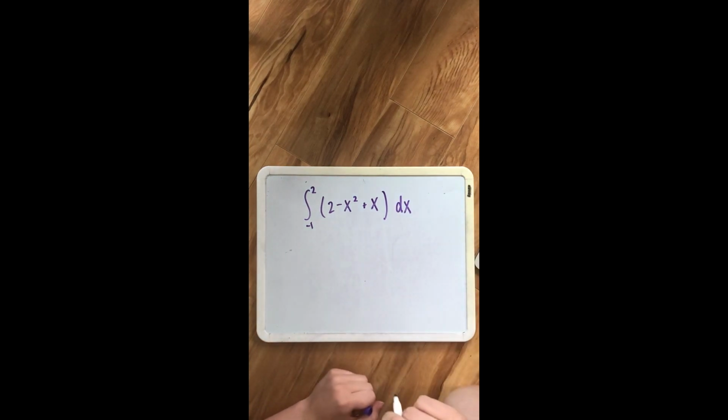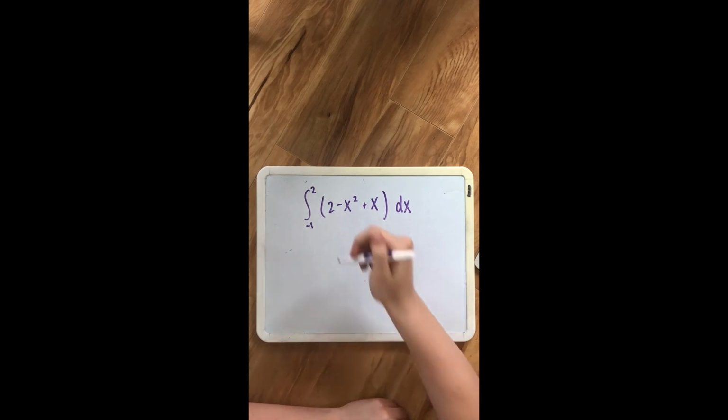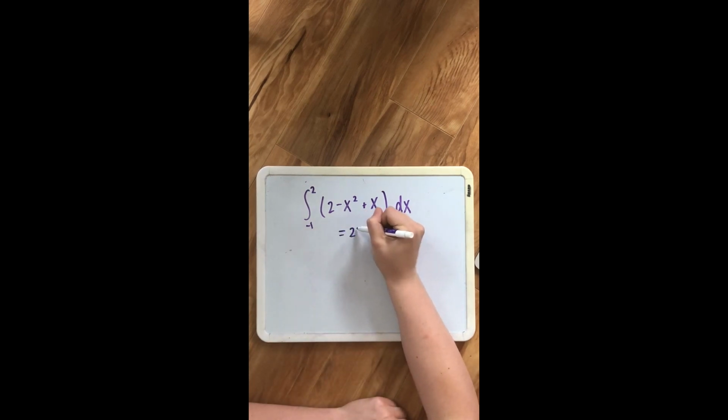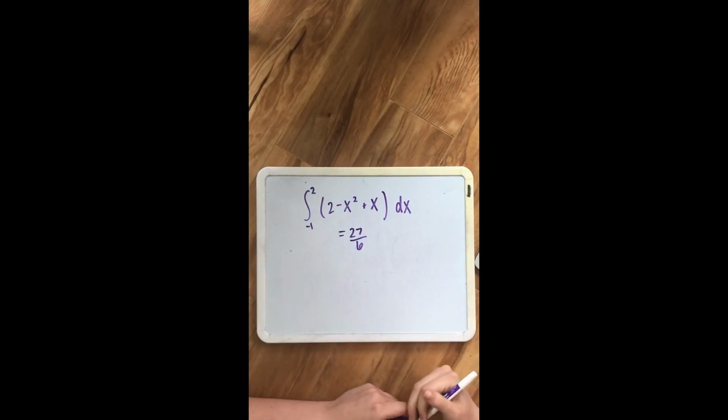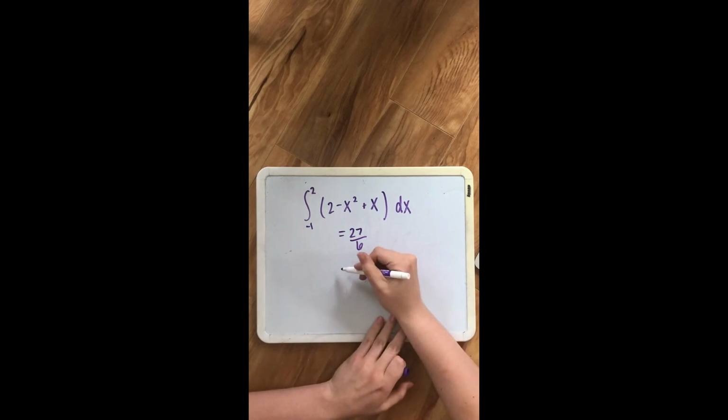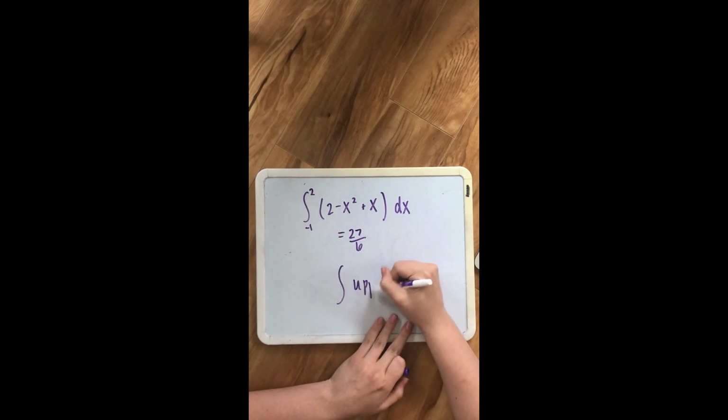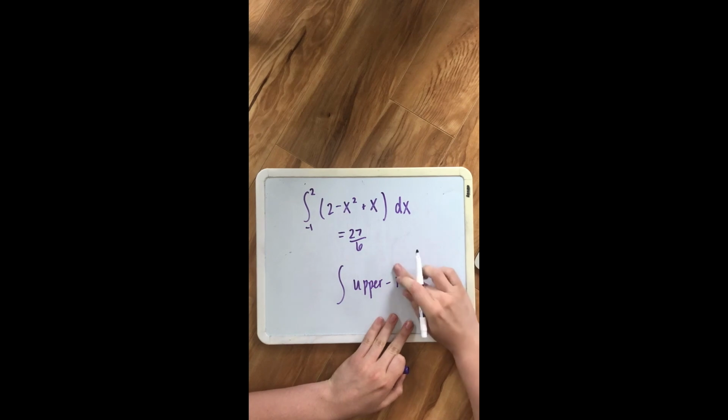After integrating, we find that the area between these two curves is equal to 27 over 6. In general, we should know that the area between two curves is the integral of upper minus lower.